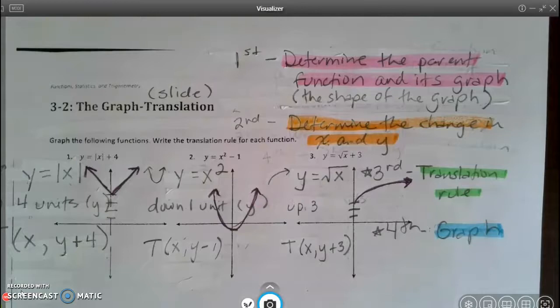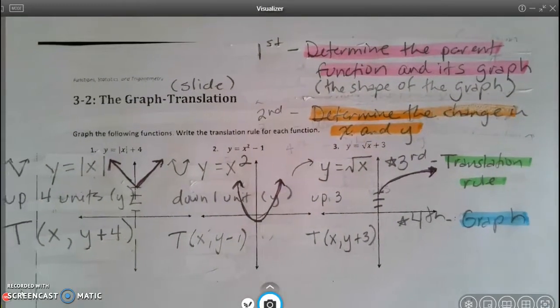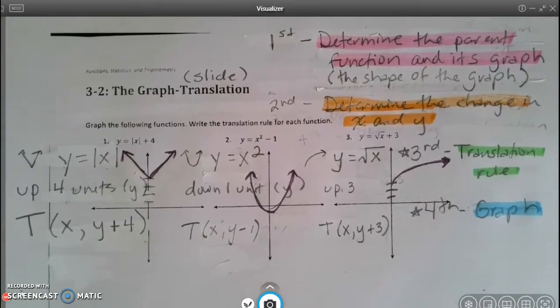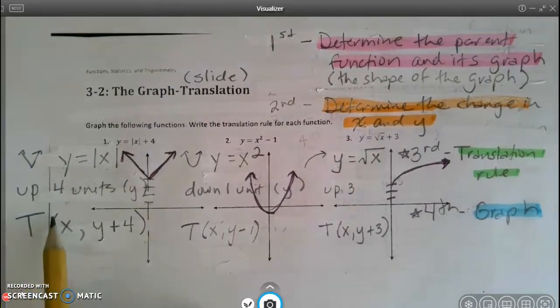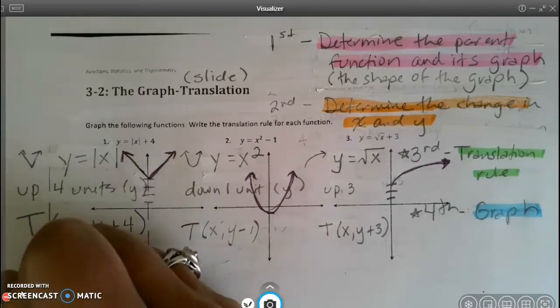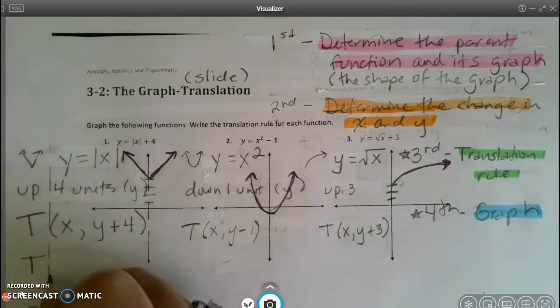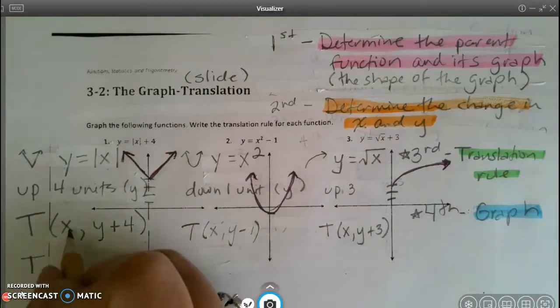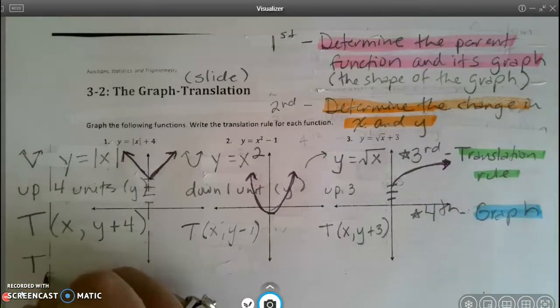Now, I'd like to show you, before we move on to numbers 4, 5, and 6, that there is another notation for writing the translation rule, and it's called a subscript. So when you write your translation rule, you can write the capital T and then an ordered pair that shows what the change in the x and the change in the y is. Another way is to write the capital T and then in a subscript, since we didn't change x at all, we just put 0 for the x and 4 for the y.